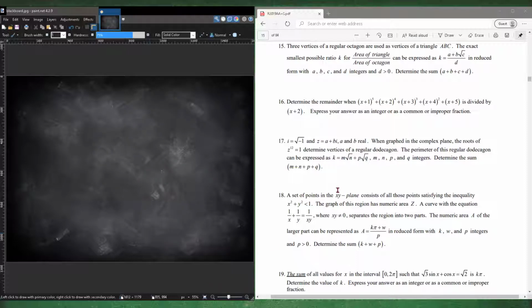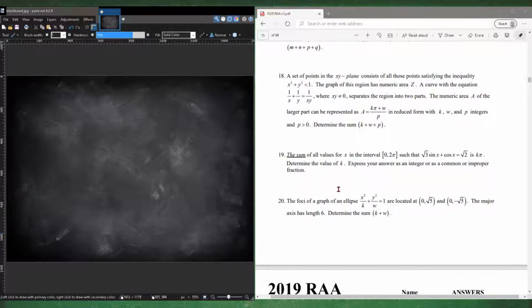Okay. Number 18. A set of points in the xy plane consists of all those points satisfying the inequality x squared plus y squared is less than 1. So it's inside of a circle of radius 1. The graph of this region has numerical area z, which is pi, because the area of a circle is pi radius squared. A curve with the equation 1 over x plus 1 over y equals 1 over xy separates the region into two parts. And then you need to find the area of the larger part and then add the coefficients, basically.